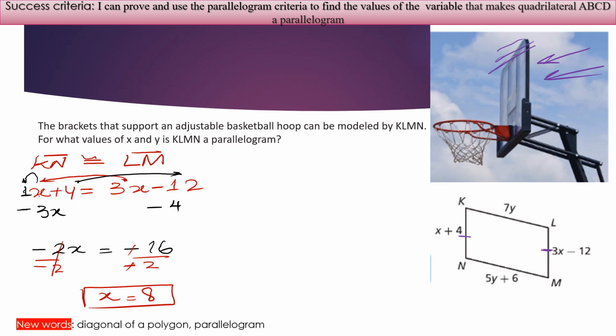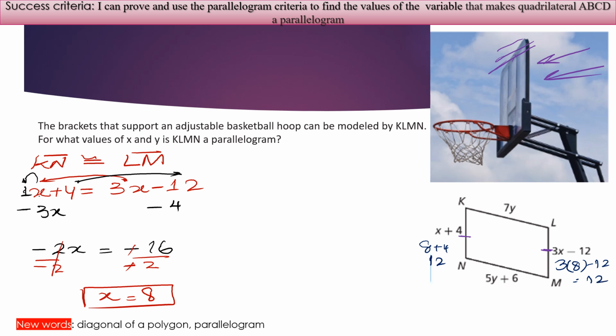Now I want to make sure whether I am right or wrong. So let's replace x with 8 here. So 8 plus 4 gives me 12, so KN is 12. And 3 times 8 minus 12 means 24 minus 12, which also gives me 12, which means that LM is also 12.